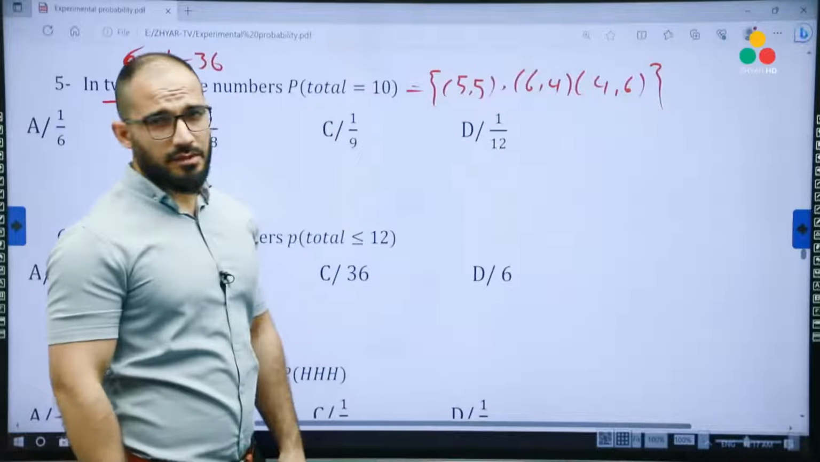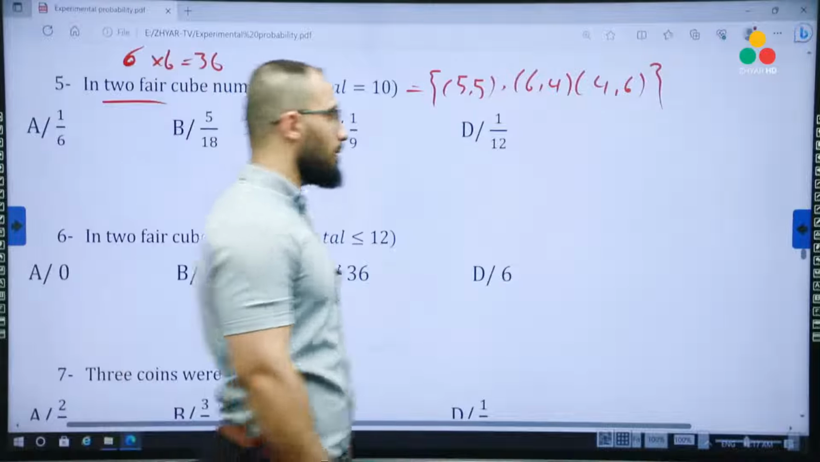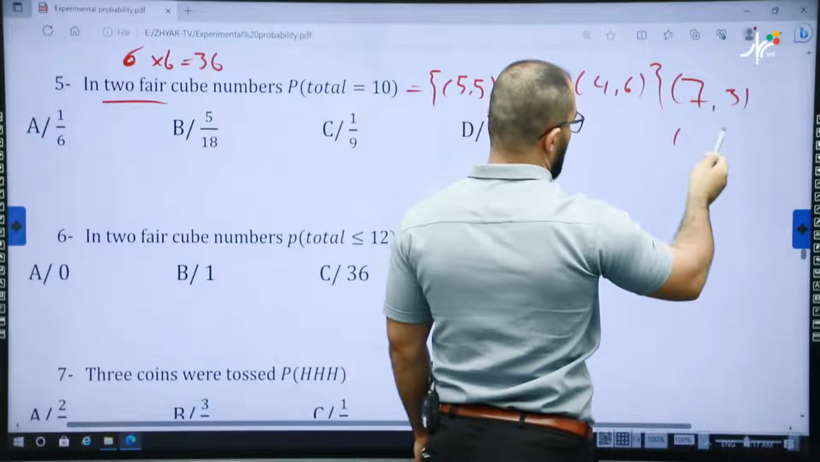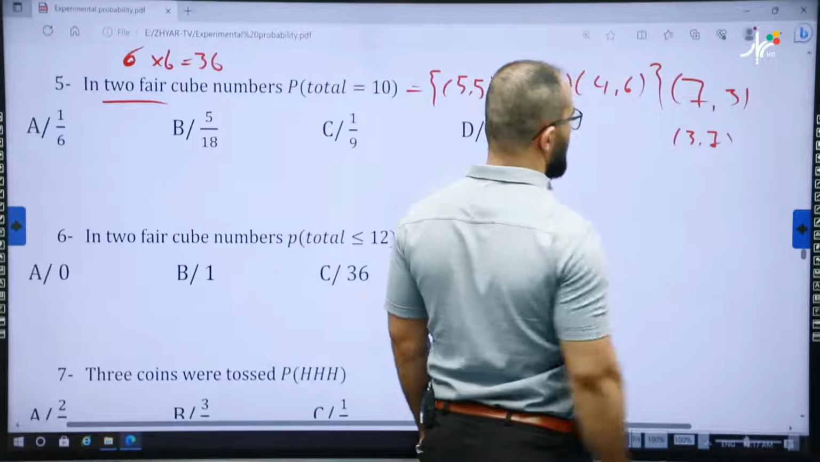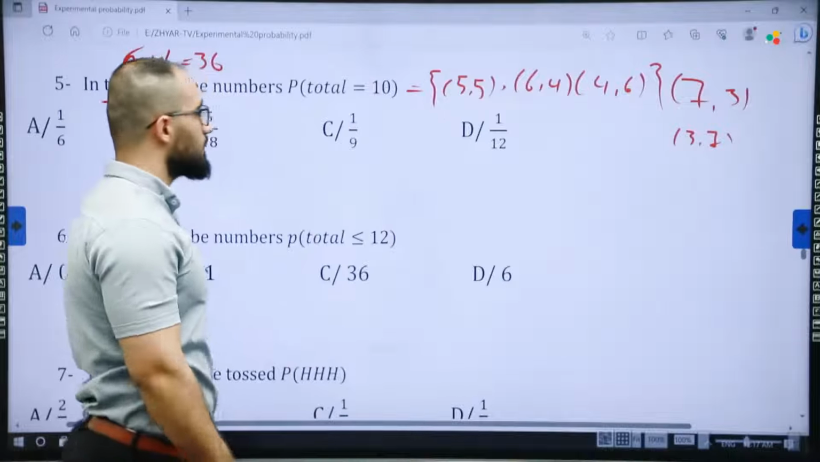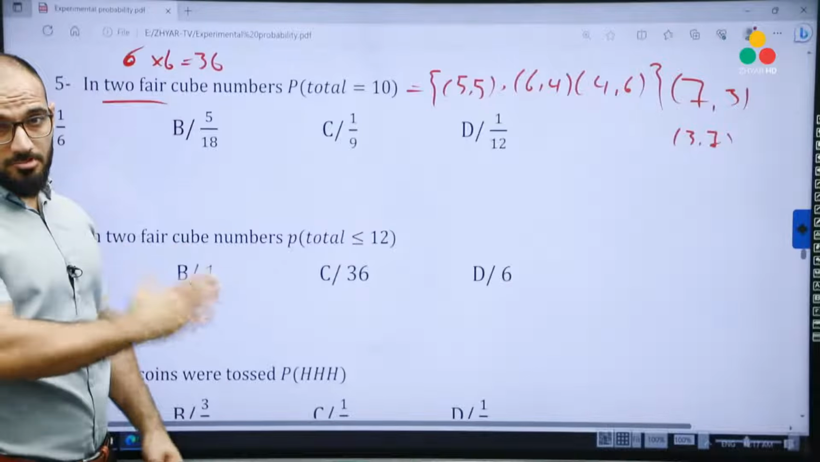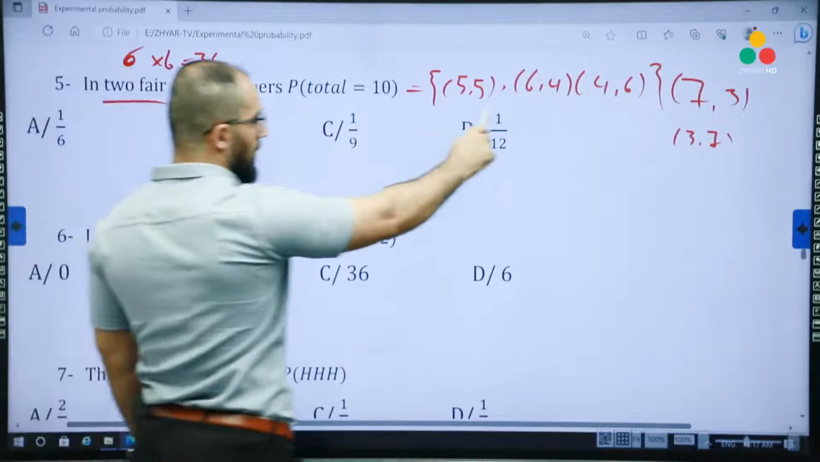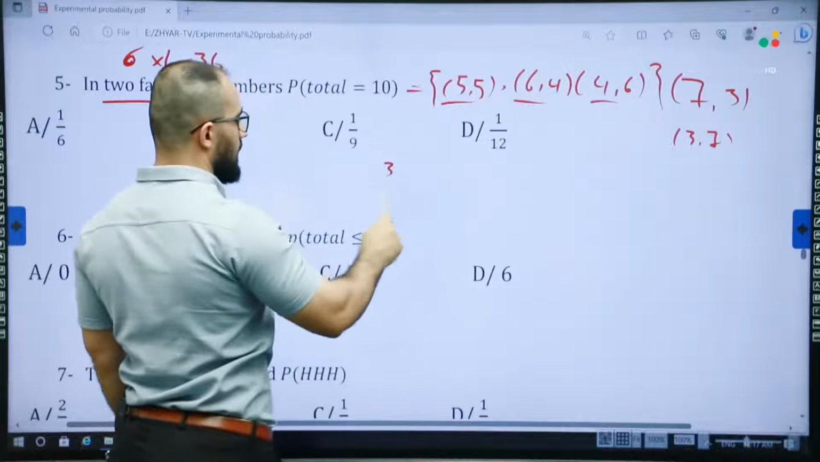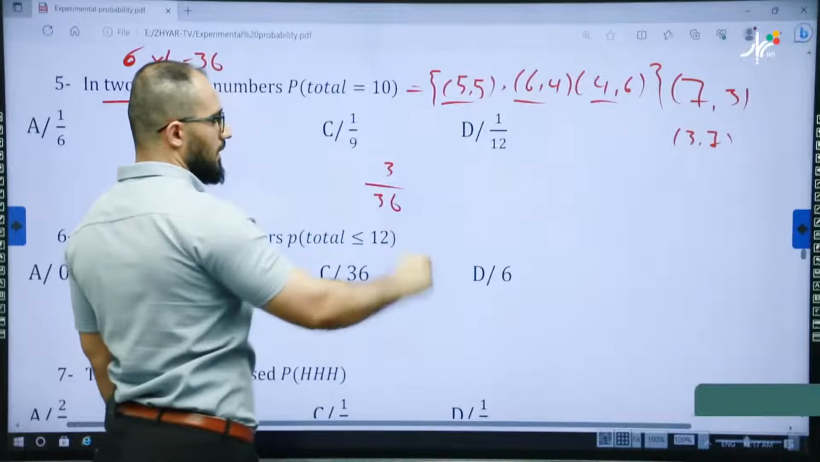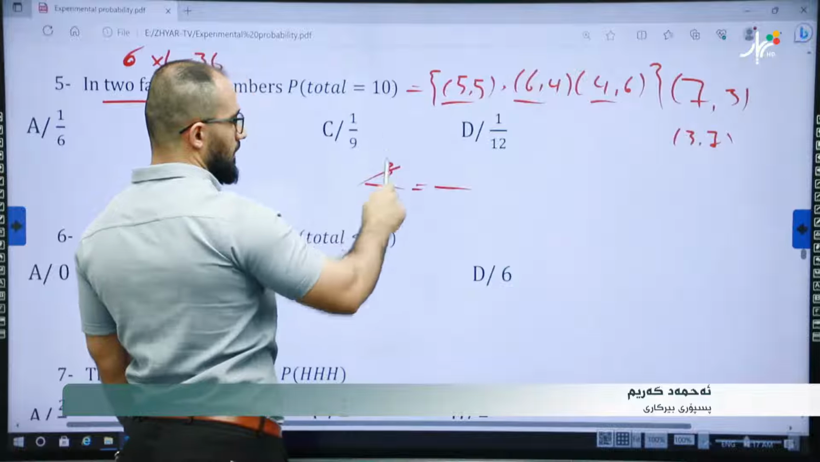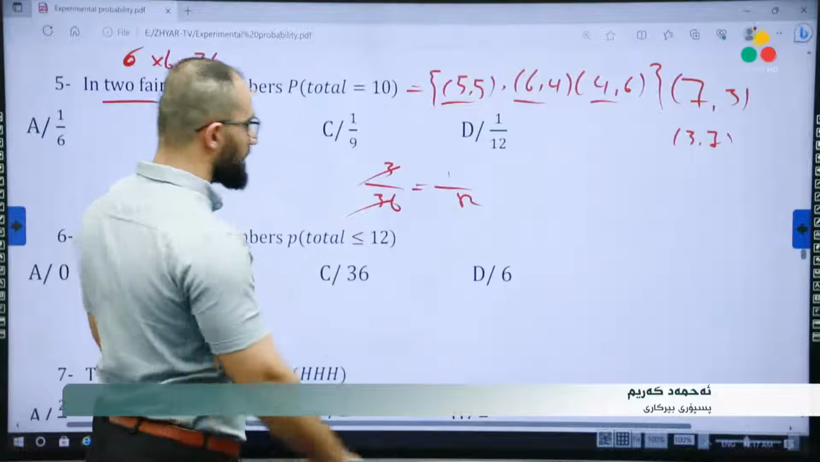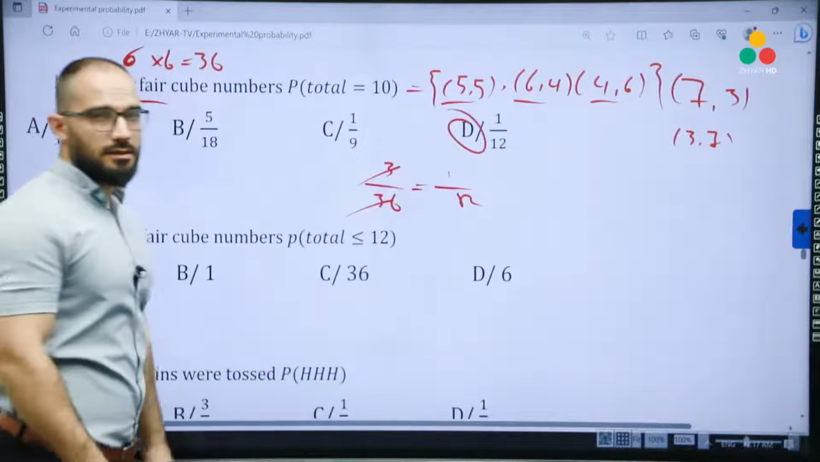We cannot write 7 plus 3. Maybe you think about 7 plus 3, or maybe you say 3 plus 7, but it's not possible because you should know that we have a dice that is numbered from 1 until 6. So the result is 1, 2, 3. 3 over 36. Divided by 3, it's going to be 1 over 12. So the answer is 1 over 12. D is the correct answer.